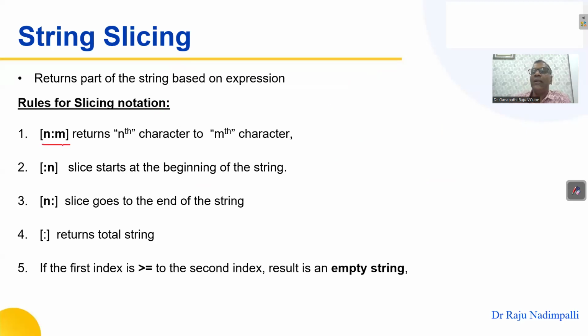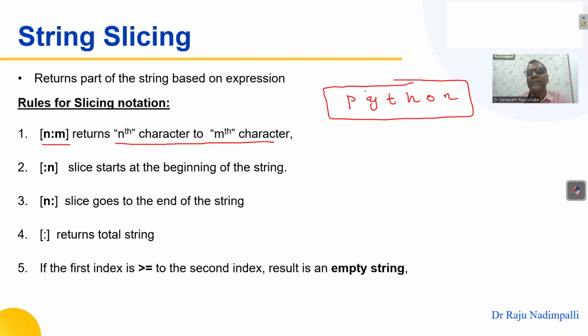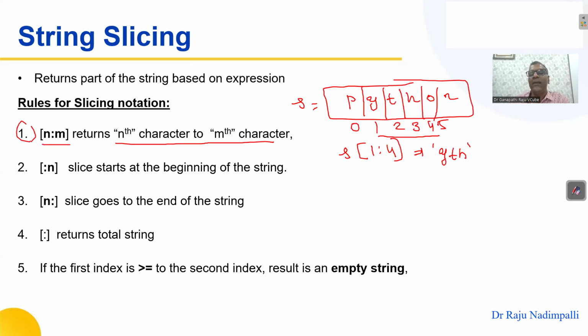The first rule is n colon m. That means the slice starts from the nth character up to the mth character. Let me explain with an example. Let us take Python, stored in a variable s. Now, if I ask s of 1 colon 4, the indexes are 0, 1, 2, 3, 4, 5. So slicing starts from 1 to 4, and the fourth index will not be considered. Can anyone tell me the answer? The answer is Y, T, H. That is rule number 1, where I have given the starting index and the ending index, so slicing starts at the starting index and goes up to the ending index.